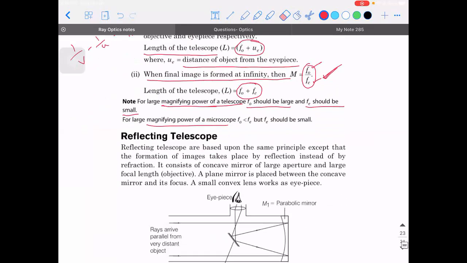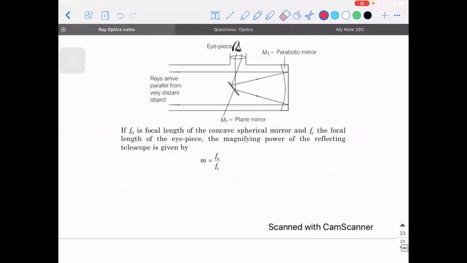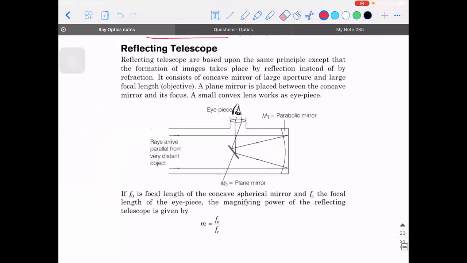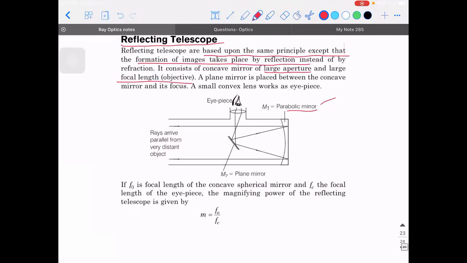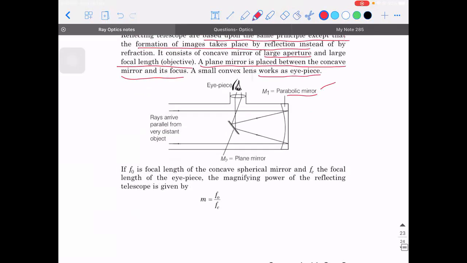Reflecting telescope doesn't need much detail, but you can know the formula. Reflecting telescopes are based upon the same principle except the formation of image takes place by reflection, so you need a mirror. It consists of a concave mirror of large aperture and large focal length, which is the objective. A plane mirror is placed between the concave mirror and its focus. A small convex lens works as an eyepiece.